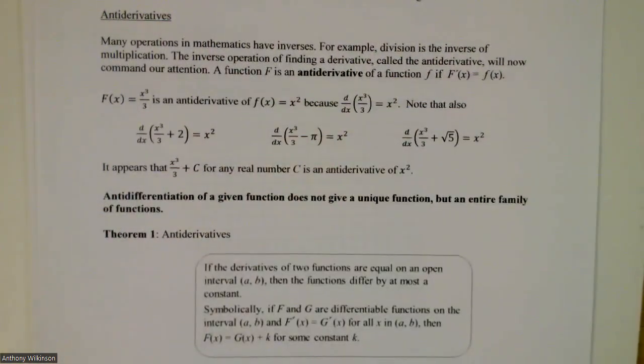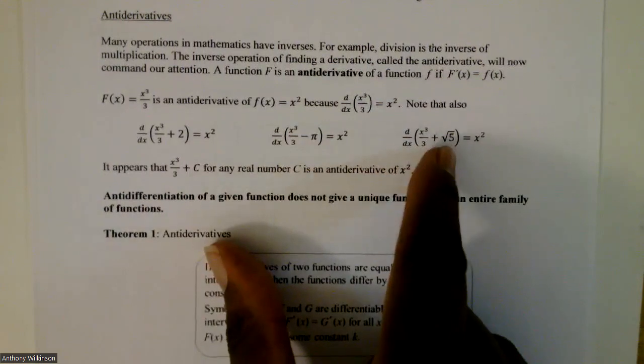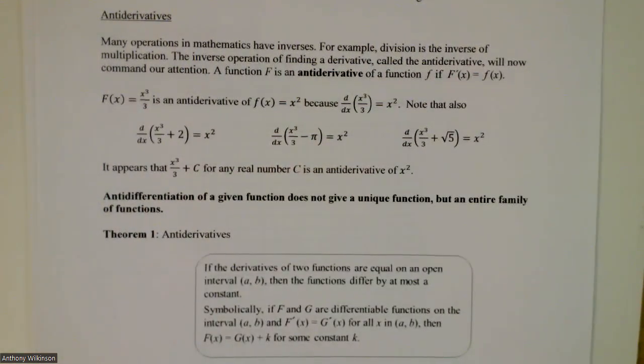And the derivative with respect to x of x cubed over 3 plus the square root of 5 is also equal to x squared. Notice on each one of these, if you take the derivative of a constant, it's going to be equal to 0. The derivative of a constant is 0, if you recall. So it appears that x cubed divided by 3 plus some constant c, where c is any real number, is an antiderivative of x squared.